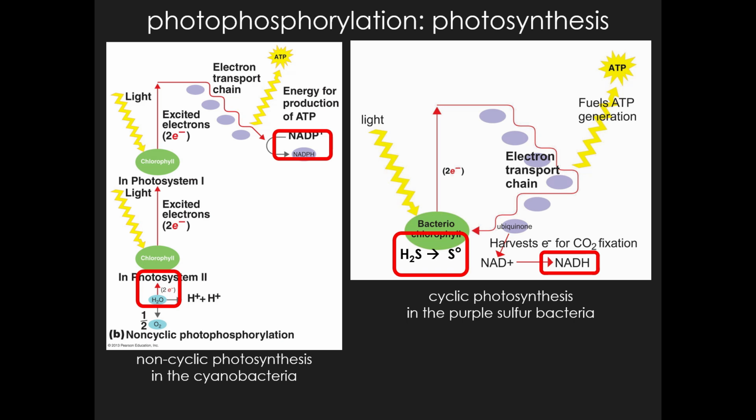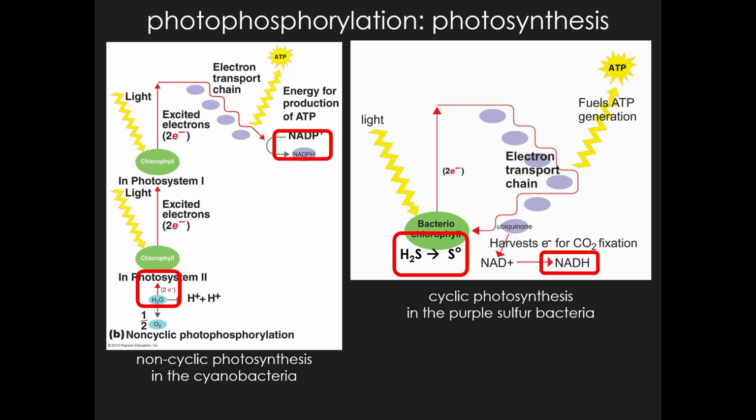So that's plants and protists and bacteria. So bacteria exist there as well. Now, the other side of the slide, we have cyclic photosynthesis, which is a completely prokaryotic phenomenon.